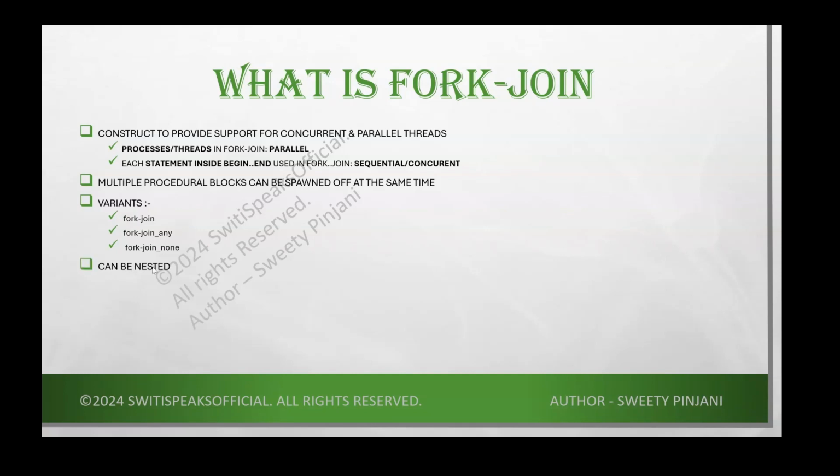It is possible to nest the fork join, which means you can use a fork join inside another fork join. That can also be done. And fork join can also be disabled. What is the code to disable fork join? Disable fork. If you want to disable fork join, you can use disable fork.